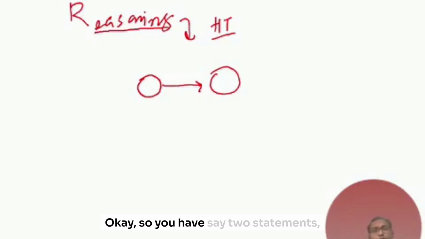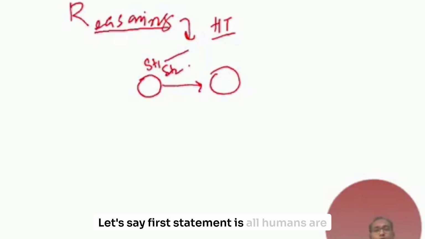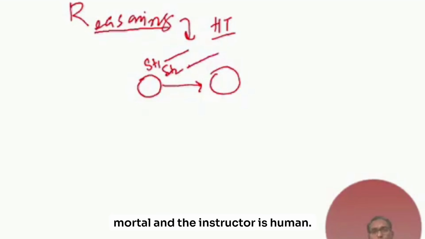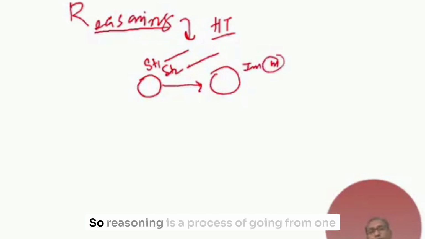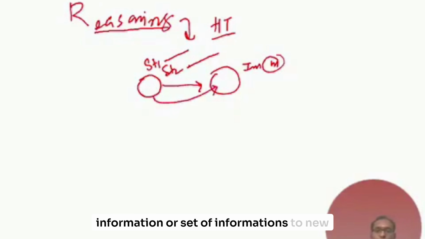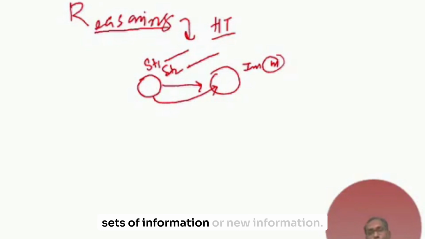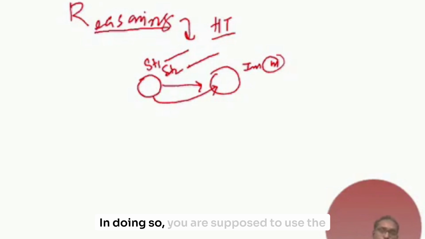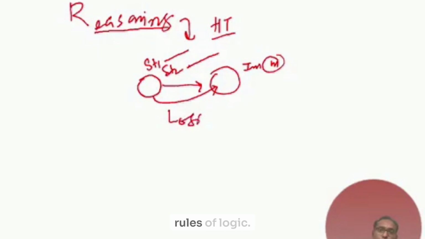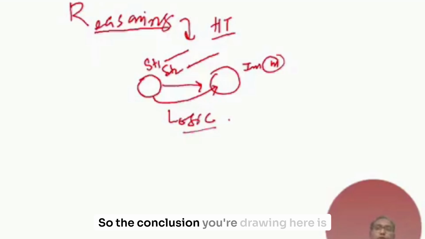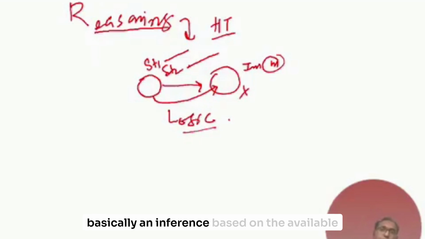Okay. So you have, say, two statements, statement one, statement two. Let's say the first statement is all humans are mortal and the instructor is human. Then the conclusion you can draw is that the instructor is mortal. So reasoning is a process of going from one information or set of informations to new information. In doing so, you are supposed to use the rules of logic. And so the conclusion you're drawing here is basically an inference based on the available information.